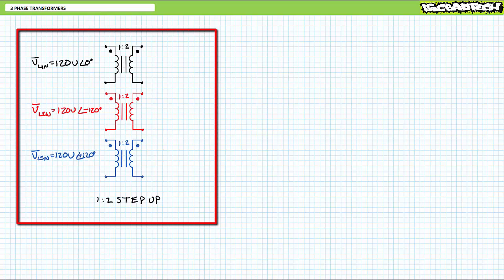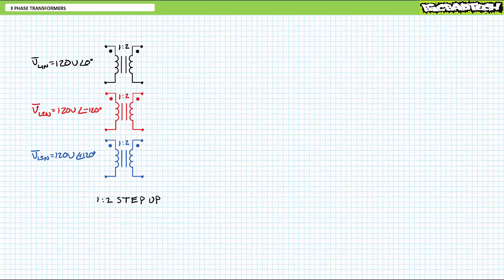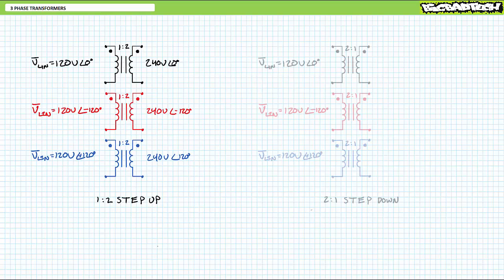Consider 3 independent 1 to 2 step-up single-phase transformers, each being fed 1 line-to-neutral phase of a light industrial 120-volt line-to-neutral, 208-volt line-to-line 3-phase AC system. 120 volts at 0 degrees, 120 volts at negative 120 degrees, and 120 volts at 120 degrees. The secondary outputs would understandably be twice the primary input, yielding 240 volts at an angle of 0 degrees, 240 volts at an angle of negative 120 degrees, and 240 volts at positive 120 degrees.